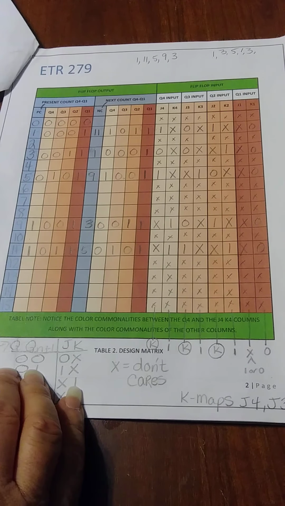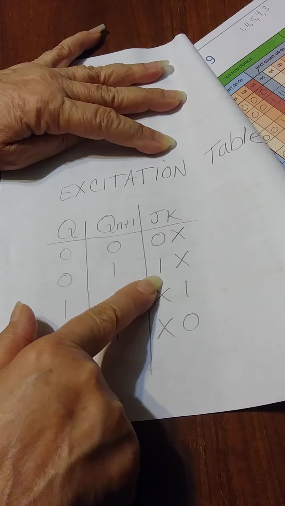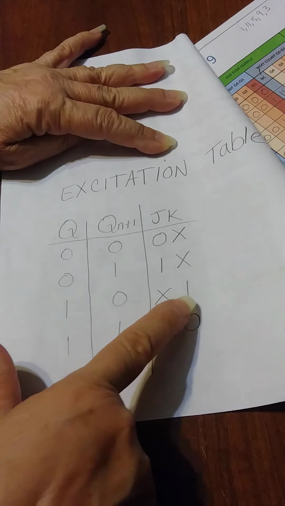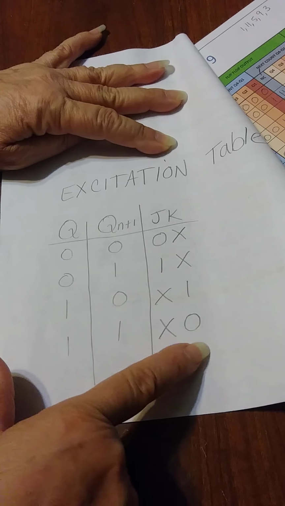Okay. To fill this chart out, you need the excitation table, which is this. This is the excitation table. So when you get 0, 0, in the JK you put 0 and X. When you have 0, 1, put 1 and X in the JK. 1, 0 gives X and 1. 1, 1 gives X and 0. That is what you put in JK.